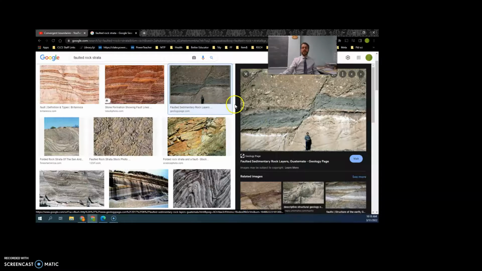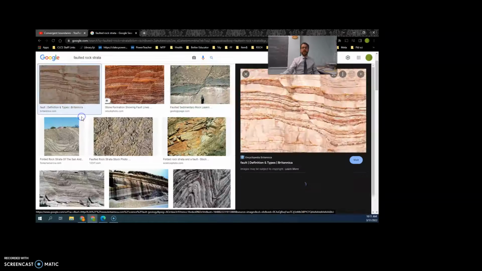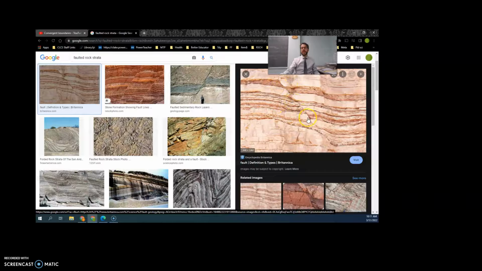So what they'll do is they'll ask you to sometimes point to the fault, which in this case is right here. Or they will give you something like this. Here's the fault right here. You can see it's got the layers offset. In other words, they're not lined up anymore. And there is the fault.